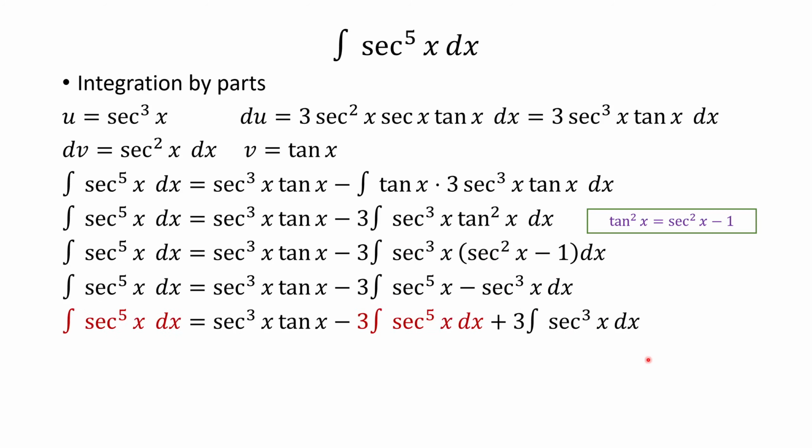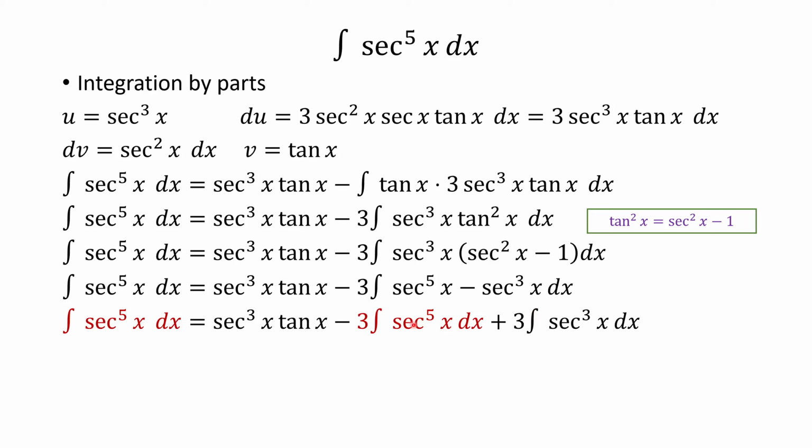And then I break up this. This is one integral here, so I'm going to break it into two separate integrals, right? Because we can do that. So this is minus 3 times this integral, and then minus 3 times, and this is a minus sign, so it becomes a plus 3 times the integral of secant cubed.